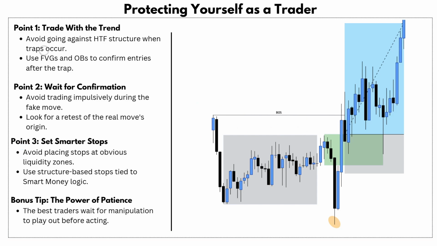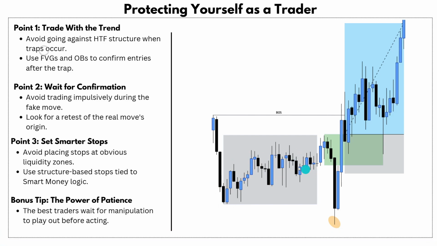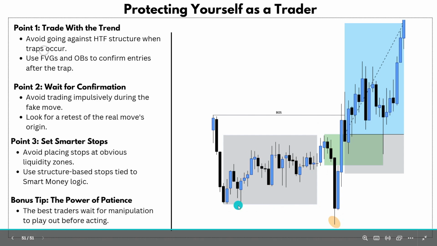Avoid placing stop losses at obvious liquidity zones. Use structure-based stops tied to smart money logic. So as you can see here, after price clears this liquidity, I would not place my stop loss right here, because I would know that this is a consolidation zone. I cannot be trading inside of this zone. I have to wait for price to clear the liquidity of this old low and then give me a firm body breaker structure.